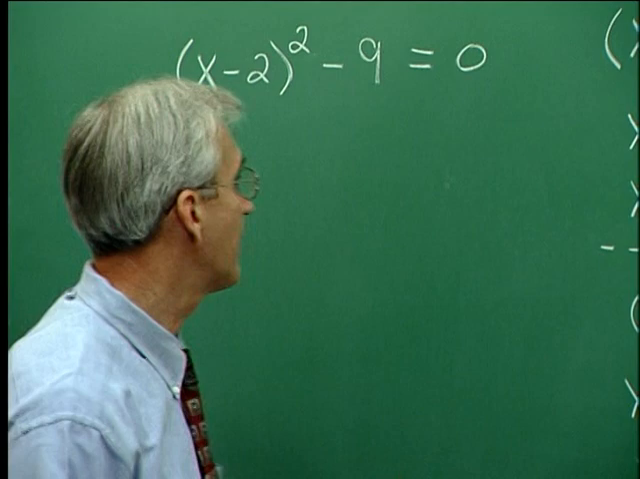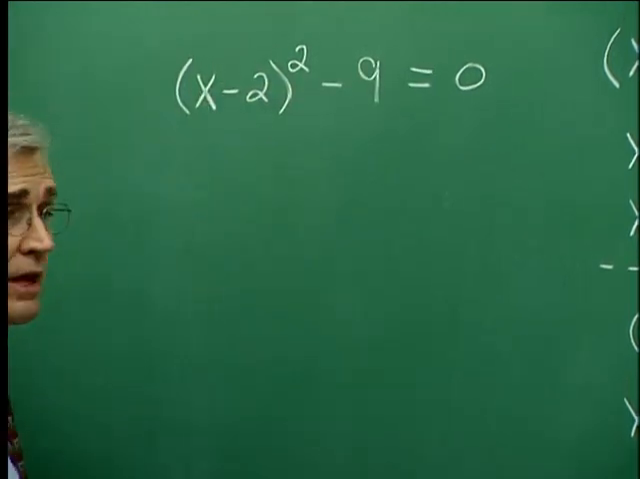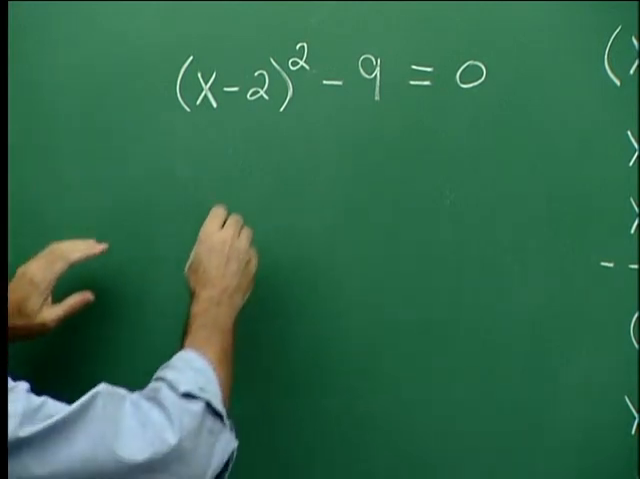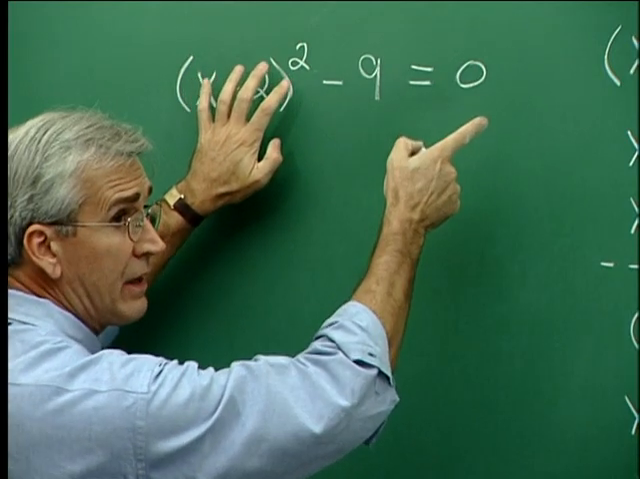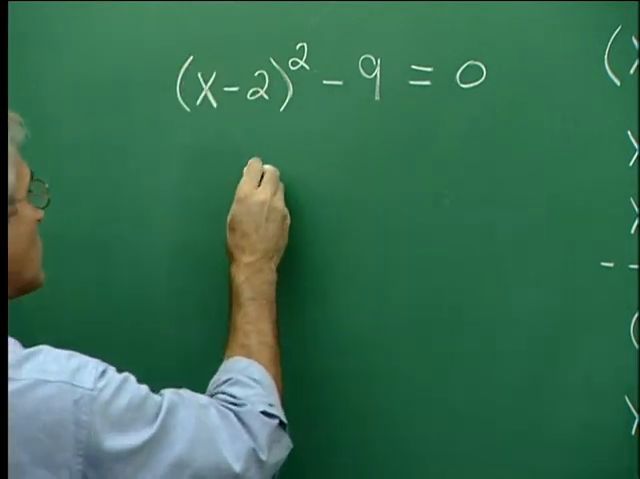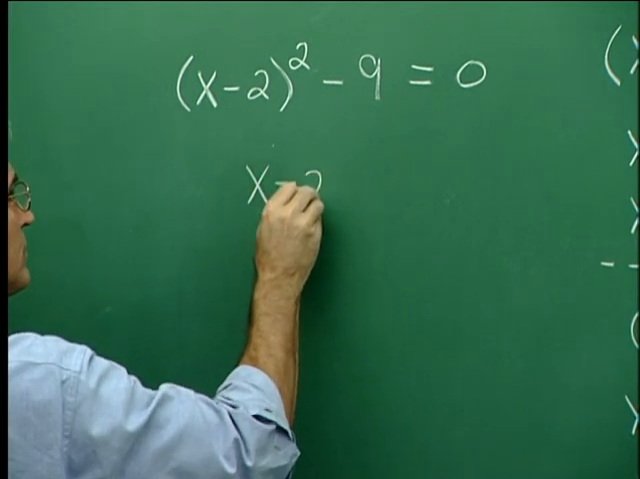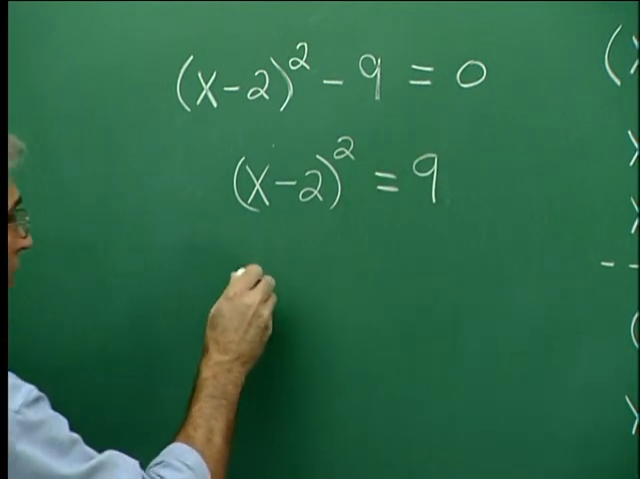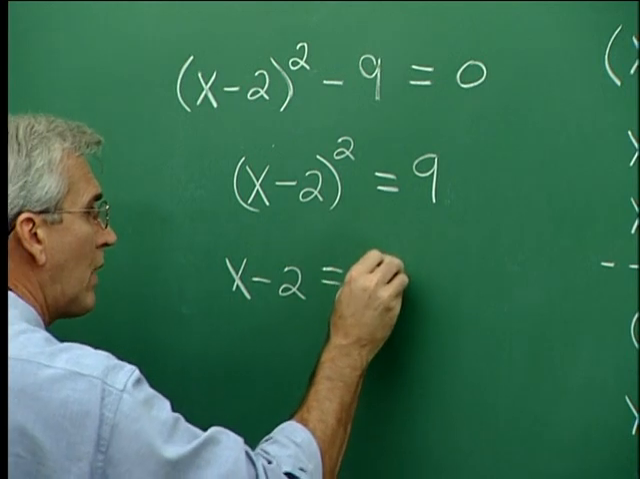In this problem we have the variable quantity squared, then -9, both on the same side of the equation. To set ourselves up for extracting square roots, we would place the variable quantity squared on one side and then the 9 on the other side. We do that by adding 9 on both sides here. So adding 9 on both sides gives us x minus 2 squared equals 9. By extracting square roots, we know that x minus 2 is plus or minus the square root of 9.